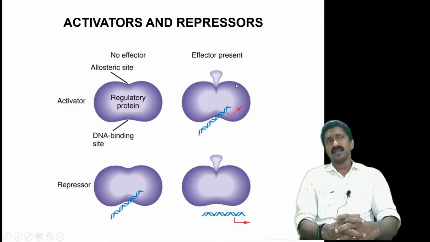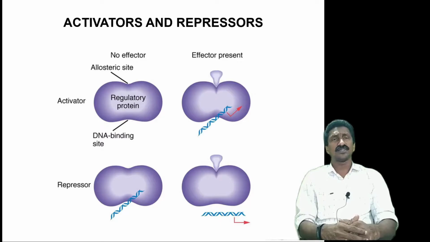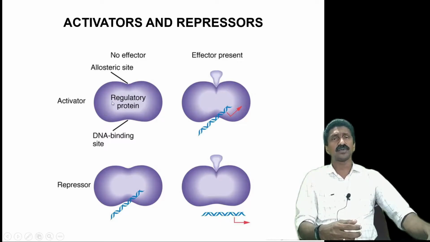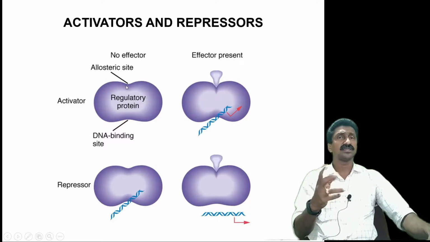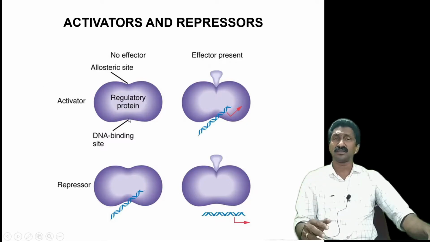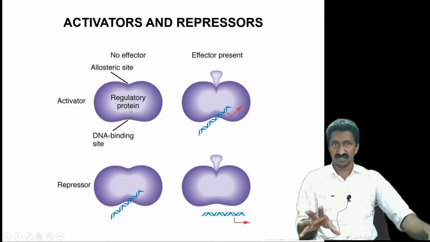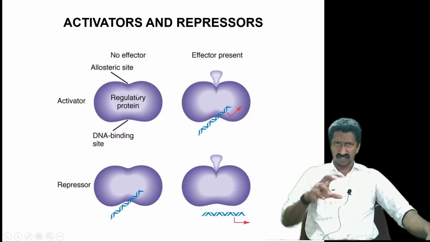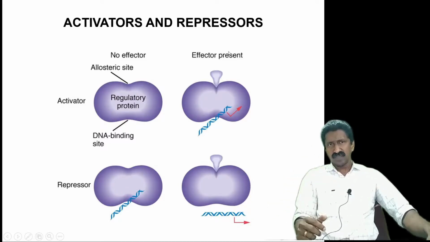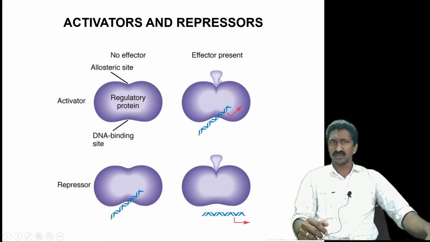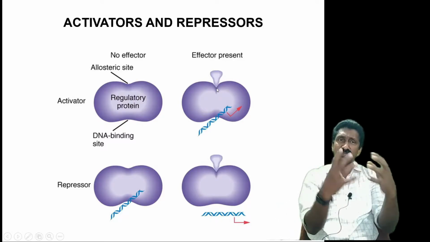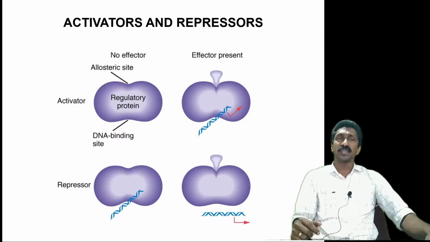Here is another illustration in which we have a regulatory protein or activator molecule. Here we have an allosteric site for binding of an effector molecule, and there is a DNA binding site, and normally the DNA binding site cannot be occupied by the DNA. This regulatory protein is normally inactive. But when an effector molecule binds to the allosteric site, it results in a changed conformation of the activator molecule, which enables that molecule to bind to the DNA.